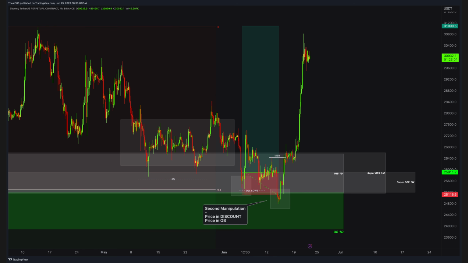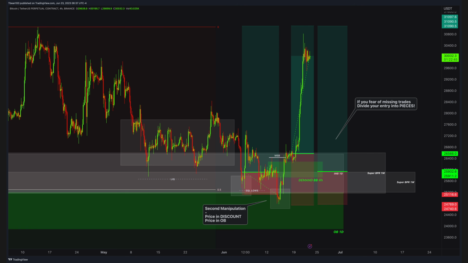This time the structure is shifted and it leaves this breaker block with giant imbalances below. And this time it flies away without a proper pullback. Again, the simple trick of entering these trades is using multiple divided orders with rightly placed stop losses.